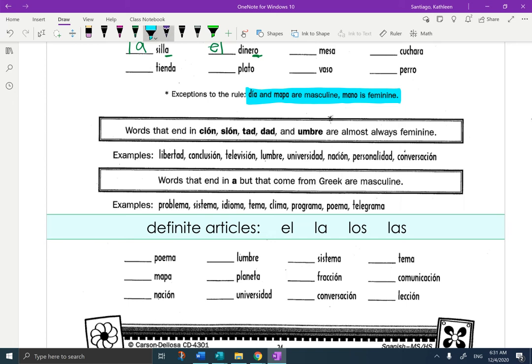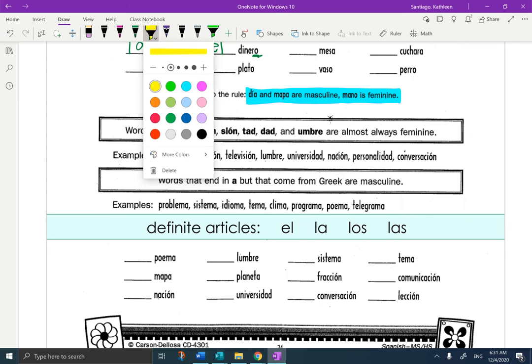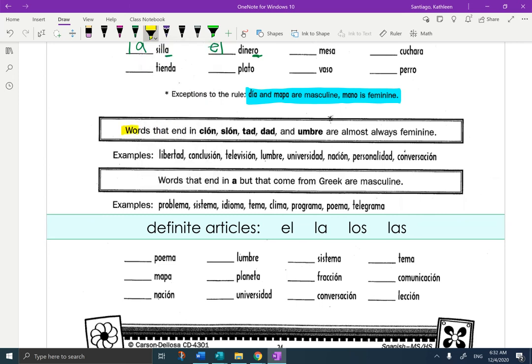Okay, and then here they give you a couple other ones to remember. Words that end in sión, tad, dad, or umbre are usually feminine. Examples, libertad, there you see it, libertad, conclusión, televisión, lumbre, universidad, nación, personalidad, and conversación. Those are usually feminine. I'll put a highlighter F there, feminine.